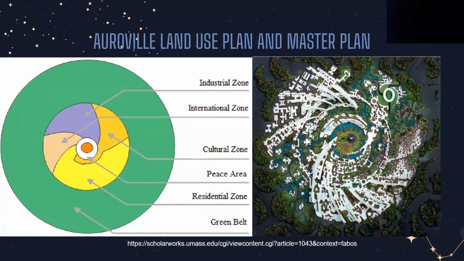zone? And then you create the forms that might take on a particular meaning or particular function for that land use zone. So that's the master plan on the right-hand side. This one is the land use plan.